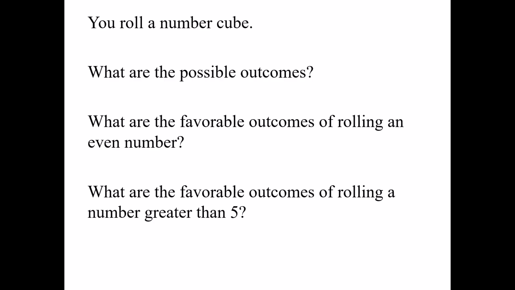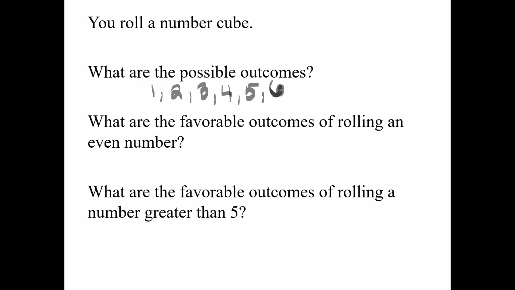Okay, so let's start talking about some types of events that we can calculate probability of. If we're rolling a number cube, which is what we often refer to as a die, we want to think about what can happen. These are the possible outcomes. When I roll a number cube, I could roll a 1, a 2, a 3, a 4, a 5, or a 6. So there are 6 different possible outcomes. If I'm asked to list out the outcomes, I would want to list out everything that could happen.